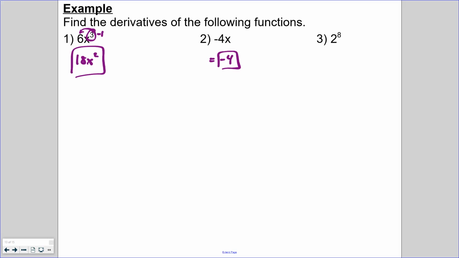And then for number 3, we have 2 raised to the 8th power, so folks might think, oh, this is the power rule. So just take the 8, multiply it by 2, subtract 1 and get 16 raised to the 7th. And trap! That is not what we do.